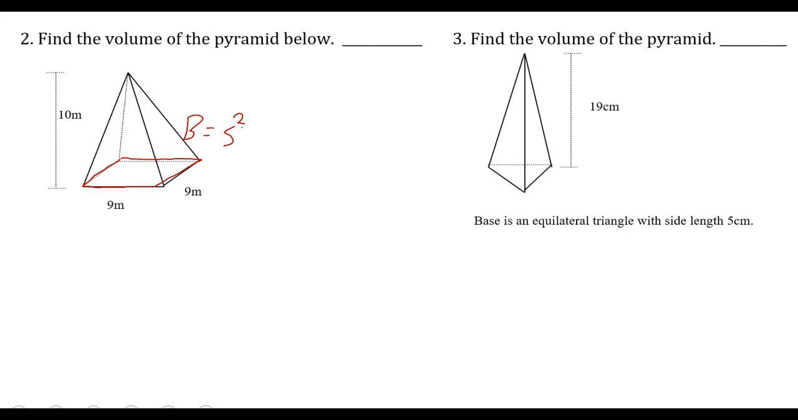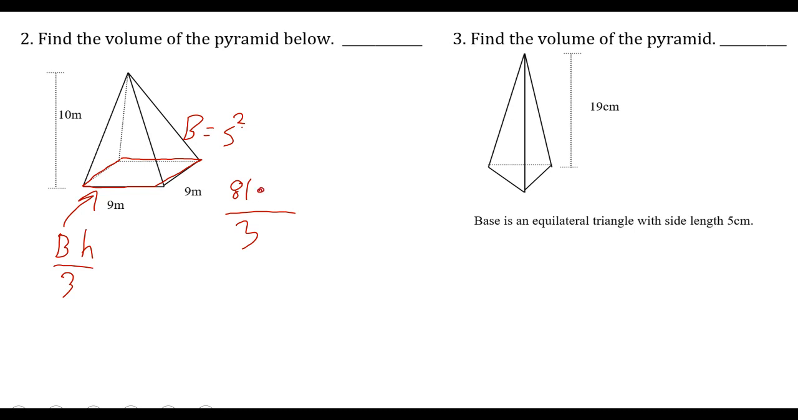So we know that it's everything divided by 3. And for the pyramid, remember it's base times height divided by 3, or times 1/3, whatever you want to do. I like just to divide by 3. So the base looks like it's 9 squared, so that'll be 81.